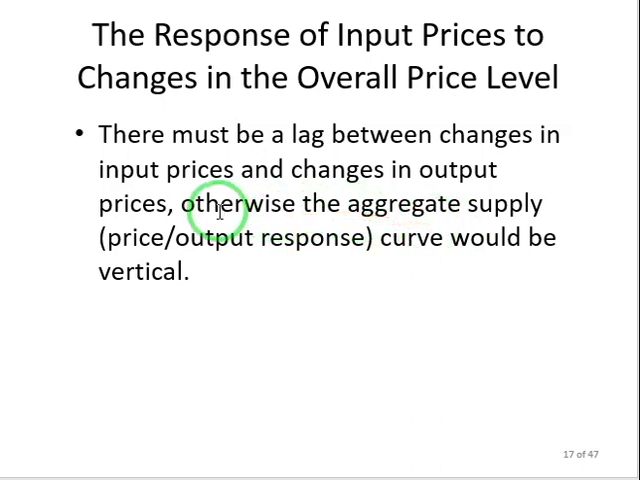So when the price level increases, labor wages in the meanwhile will not increase, but after some time they will increase. So you can say there is a time lag involved. There must be a lag between changes in input prices and changes in the output prices. Otherwise, the aggregate supply price output response could be vertical. You can say that.